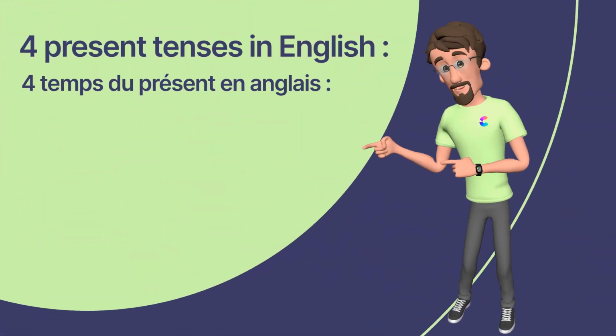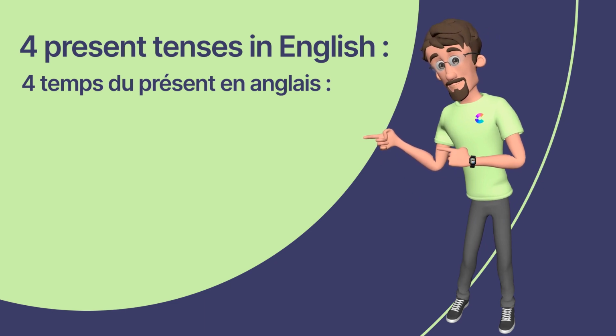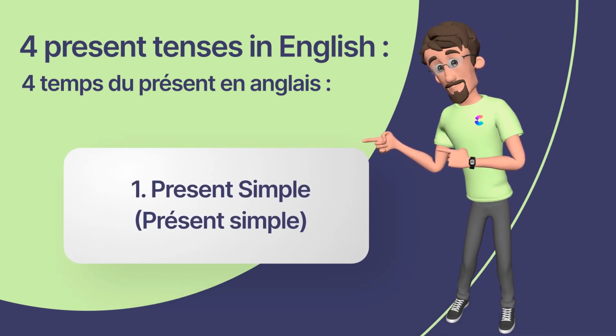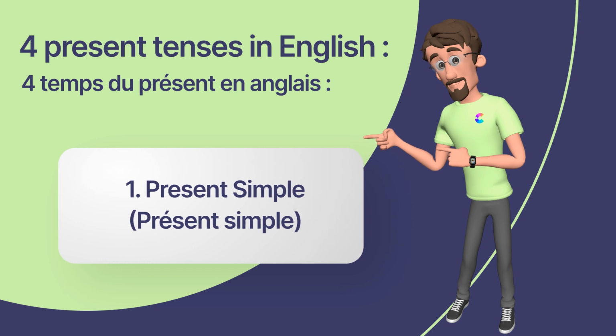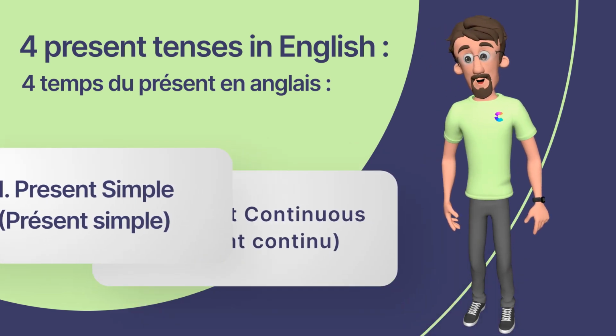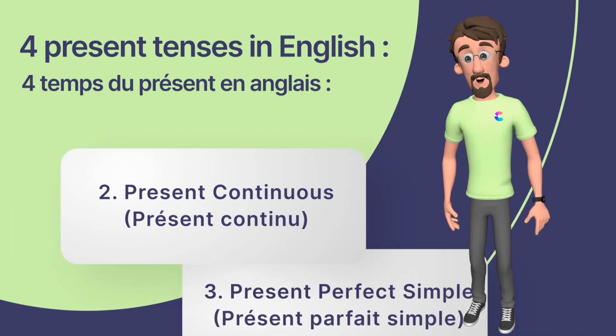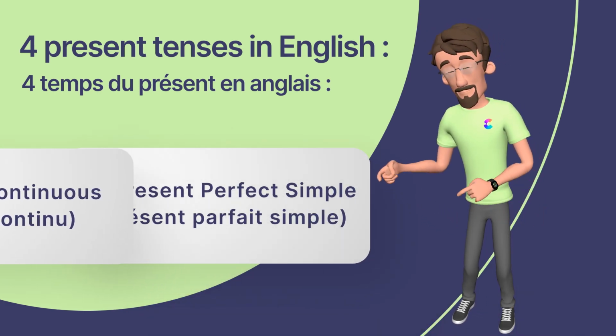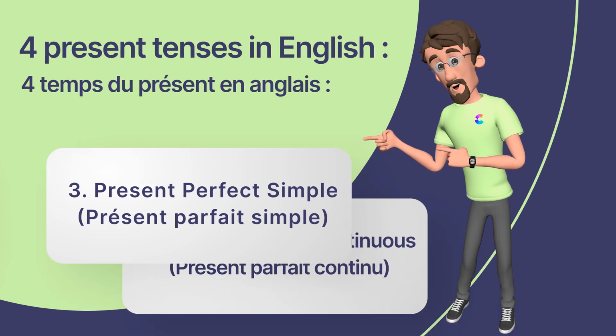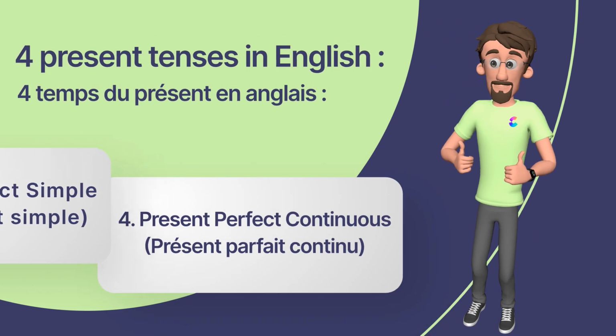Four present tenses in English. 1. Present simple. 2. Present continuous. 3. Present perfect simple. 4. Present perfect continuous.